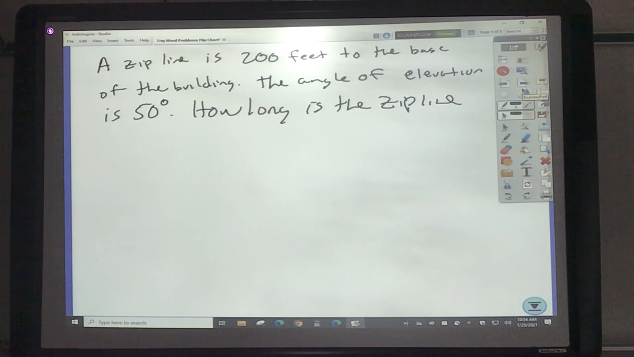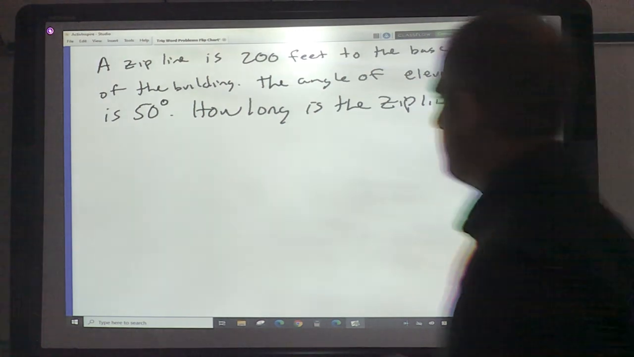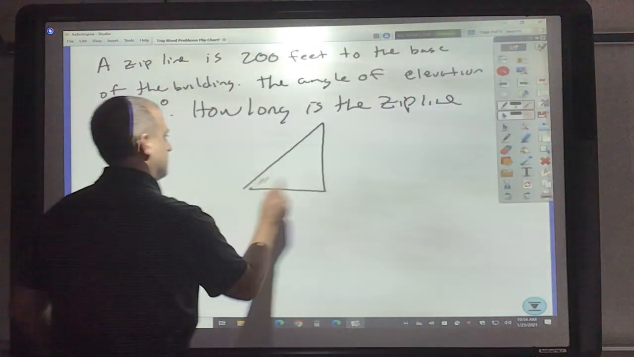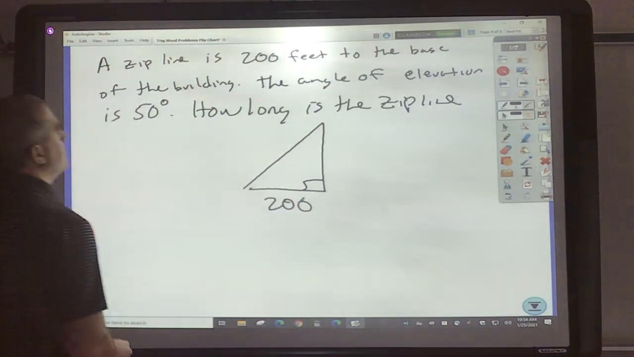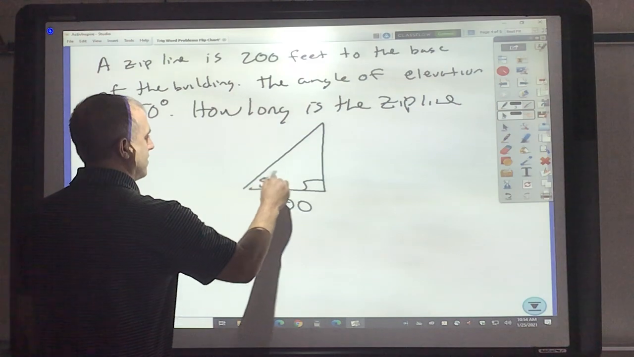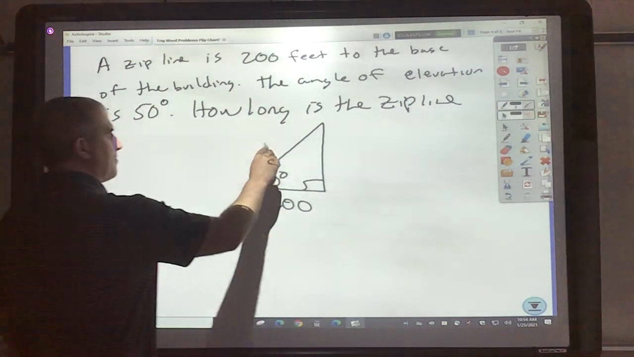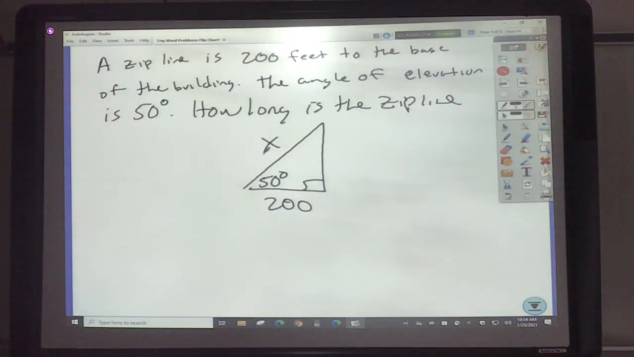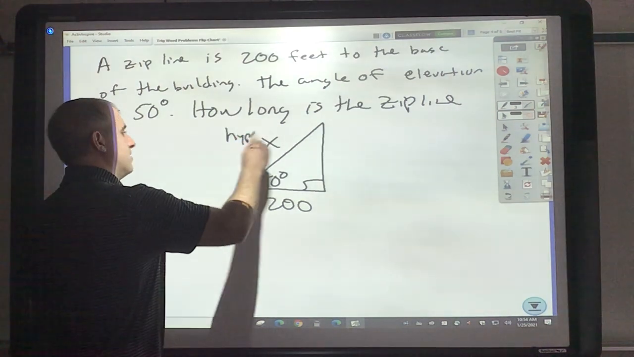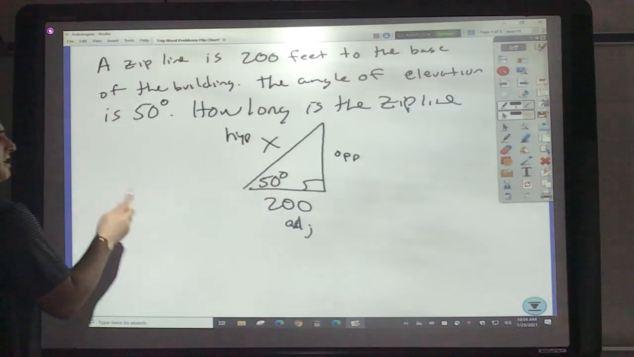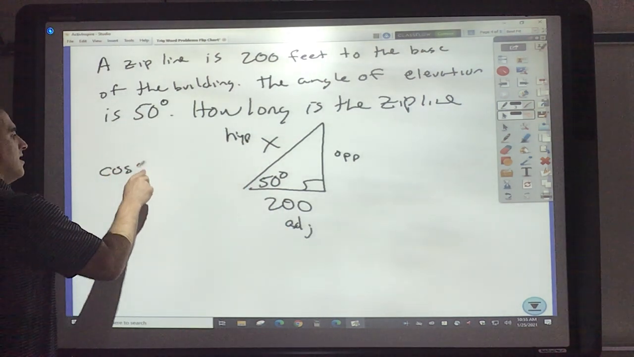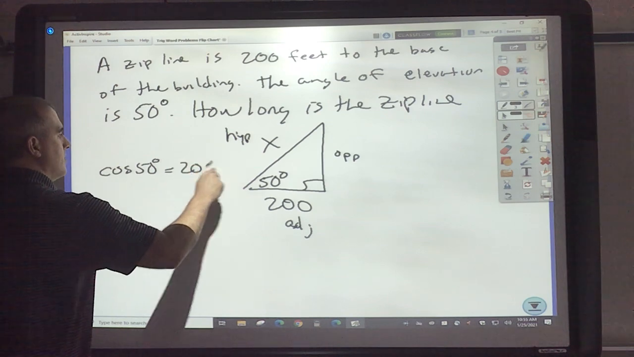A zip line is 200 feet to the base of the building. The angle of elevation is 50 degrees. How long is the zip line? Same triangle. 200 feet from the base, so 200 goes here, and 50 degrees is here. The zip line is the part I need, so this is my hypotenuse, this is my opposite, this is my adjacent. I have adjacent and hypotenuse, so that's cosine of 50 equals 200 over x.